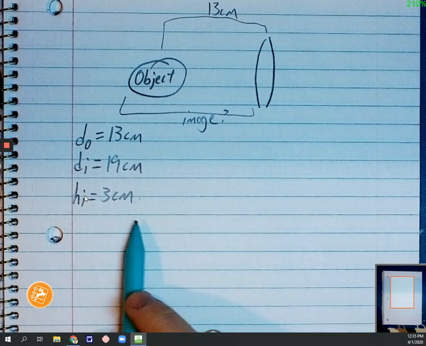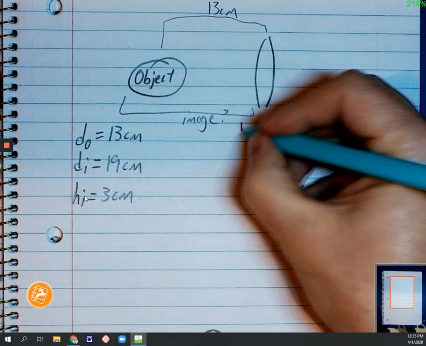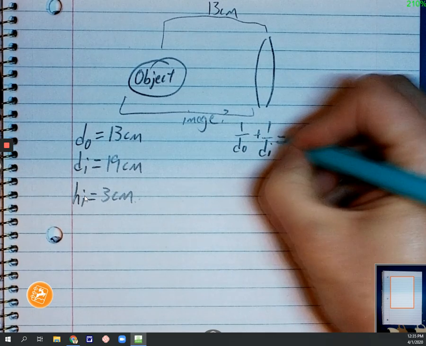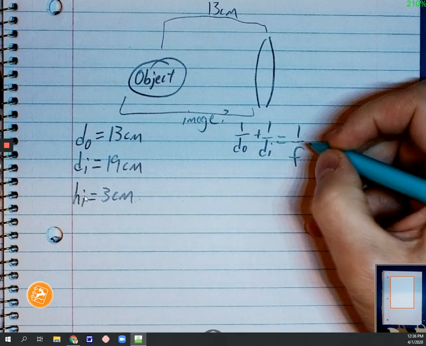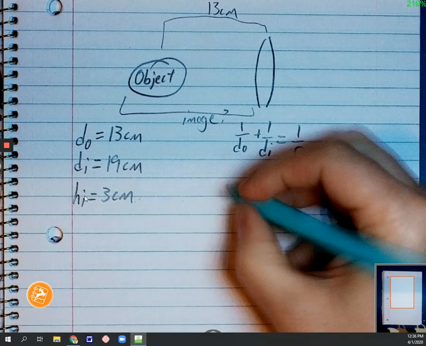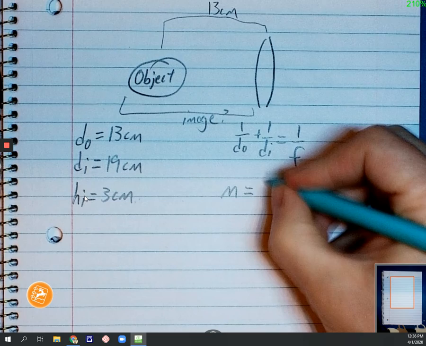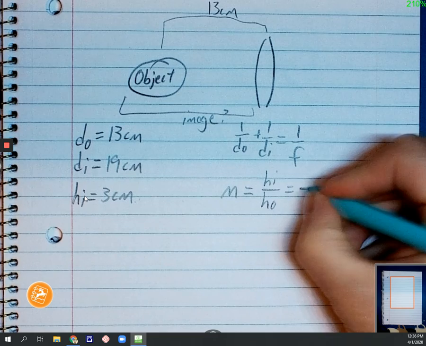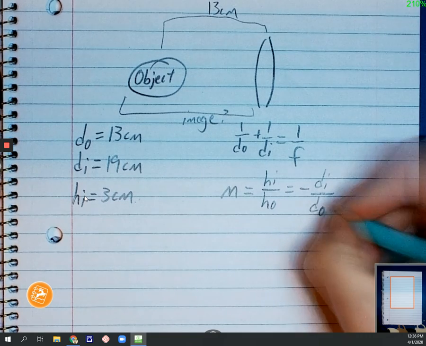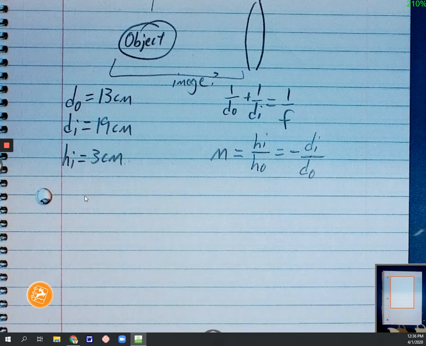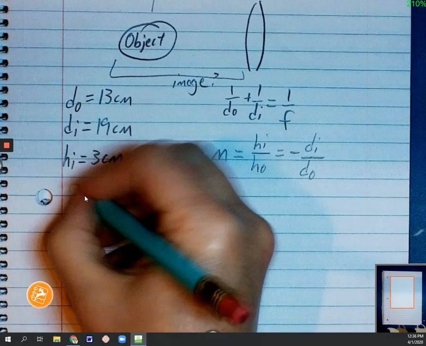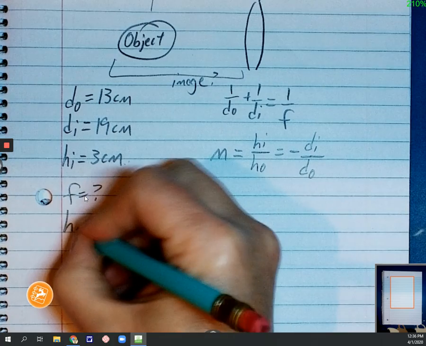The formulas we're going to use, remember: 1 over dO plus 1 over di equals 1 over f. For magnification, m equals the height of our image divided by the height of our object, which is also equal to the negative distance of our image over the distance of our object. Let's check back and see what they want us to find. They want us to find the focal length and the height of the object. So we're trying to find f, and we're trying to find ho.